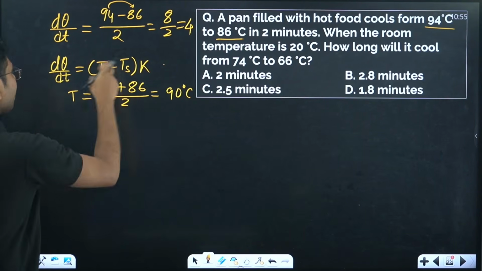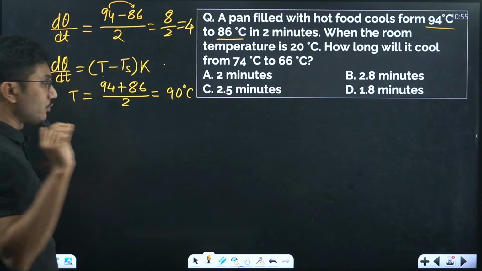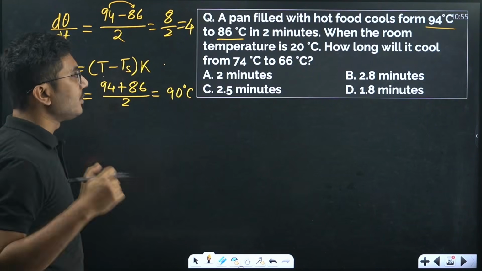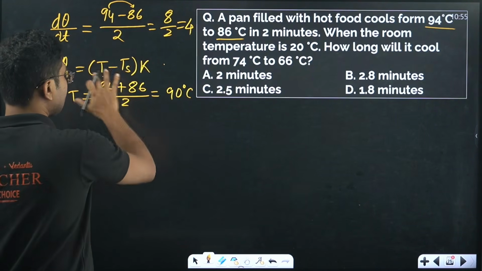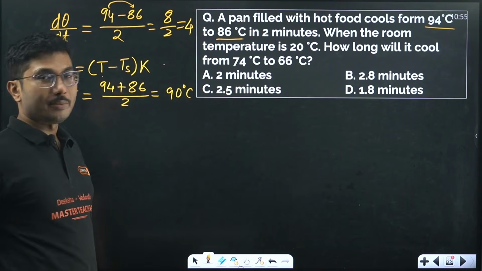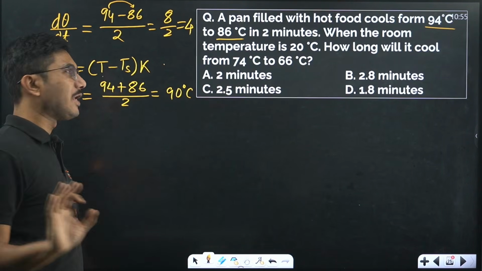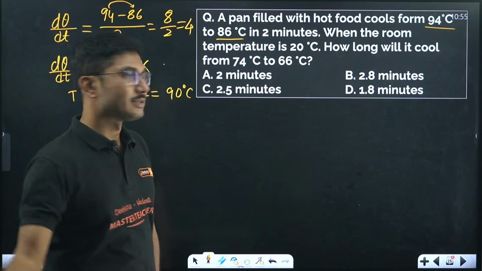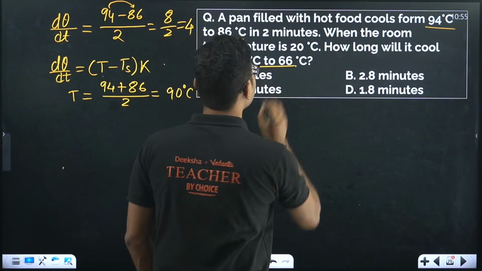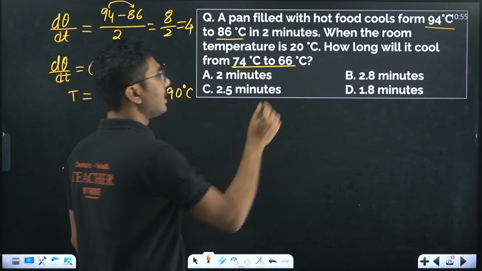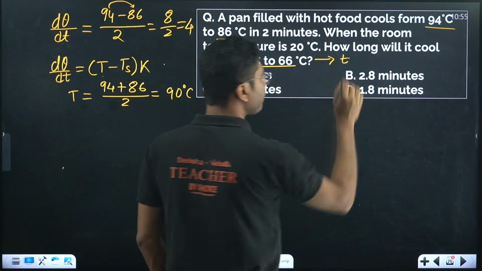Now we will go back to this equation and we will use it, but before going into that, I will teach you a neat trick that you can use. Otherwise you have to calculate K, put that value of the K. I will show you a method where you don't need to use the value of K. So for that we have to go to the second case. What is the second case? It is cooling down from 74 to 66. We need to find the corresponding time for that.